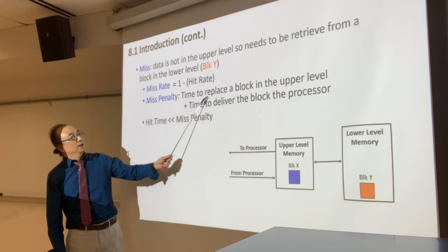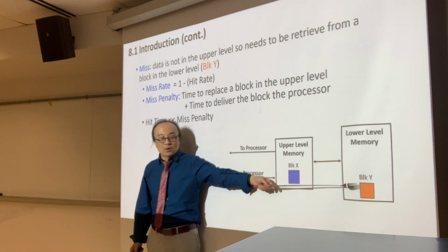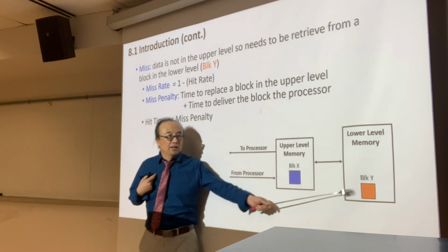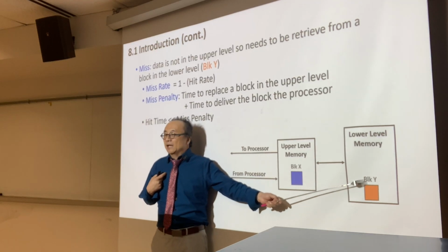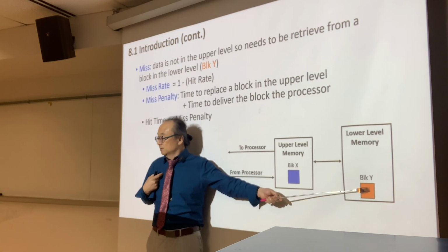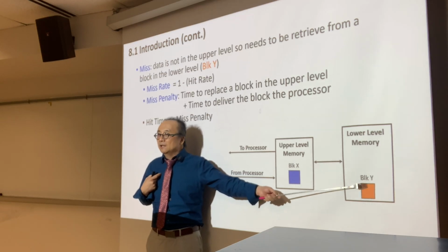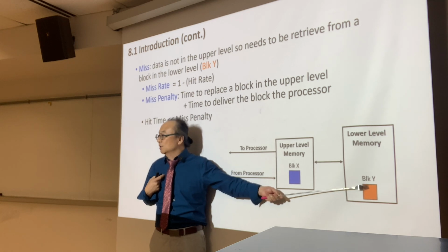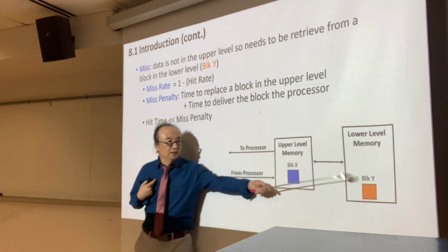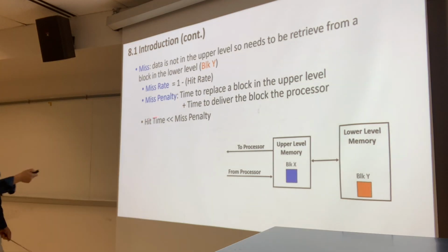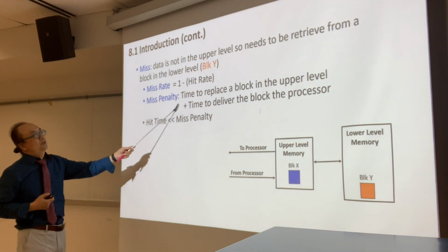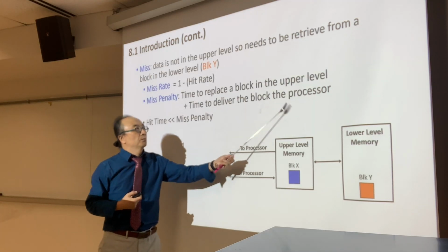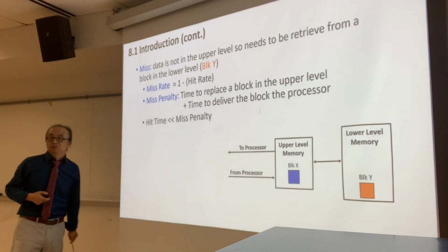Hit time is the time to access the level of the memory hierarchy, and miss penalty is the time to replace the block. Block Y is the one that I need. I could just go down there, get it, and leave it there. That's dumb. Since I need this block, most likely I need it again in the near future. Therefore, I'm going to bring it and store it in here. To calculate the miss penalty, it's the time to replace the block in the upper level plus the time to deliver the block to the processor. That's the miss penalty.